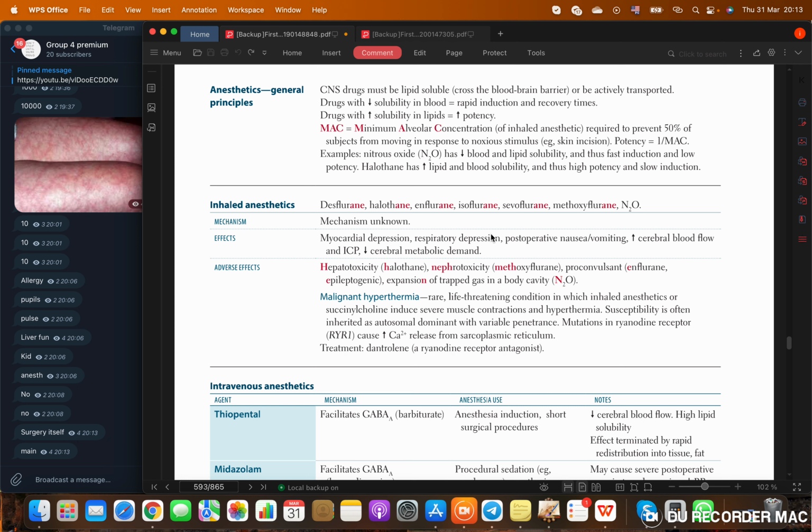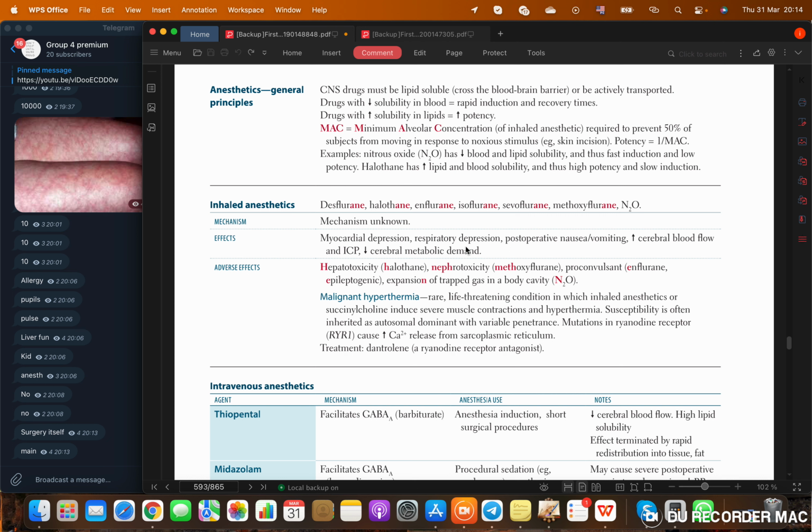So, inhaled anesthetics, we have desflurane, halothane, enflurane, isoflurane, sevoflurane, methoxyflurane, and nitrous oxide. We have no idea how it works. You are like, wait. Are you saying that the medication we give to millions of people every single day, we don't know how it works? Yes, we don't. Okay? Actually, there are some theories, but we are not sure, so we don't.